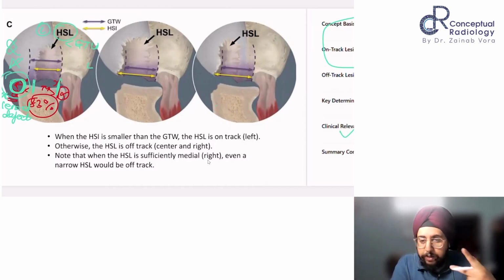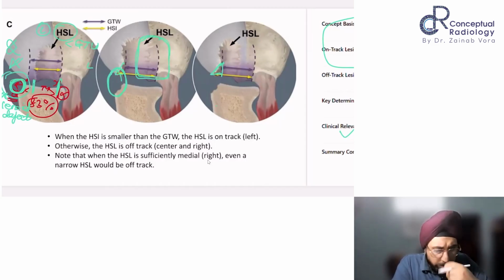Okay. Second important thing is it doesn't depend on whether it's a large HSL or a small HSL. Only the medial extent matters. Usually large HSLs, because of their size, will definitely cross towards the medial extent and get engaged with this glenoid rim defect. There are more chances of that, but it's not always true. Even a large HSL, if it's at this location, will not engage that glenoid rim defect.